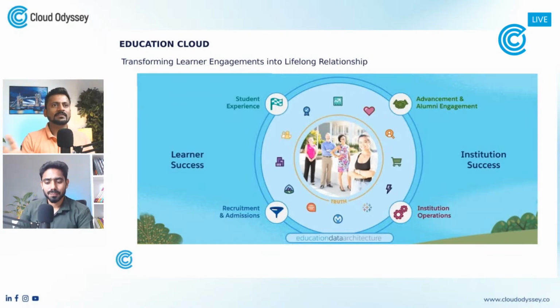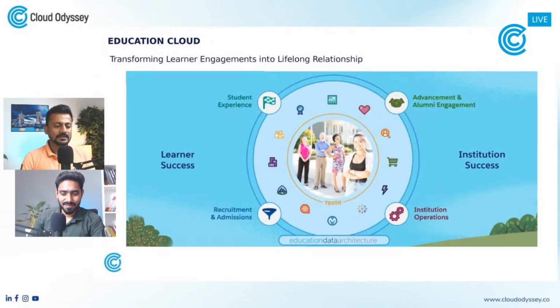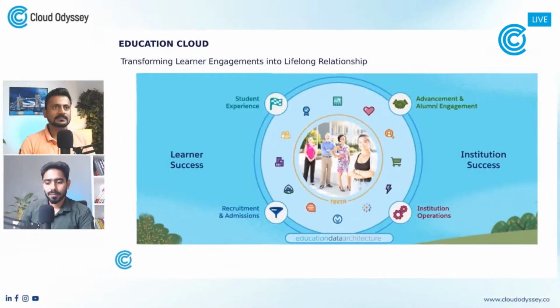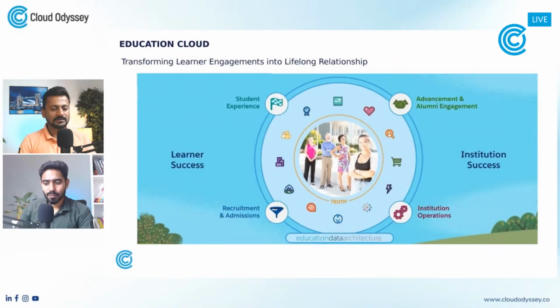Everything is so connected and shown on the portal, along with whatever information is shown on the portal. That is where learner success takes importance. At the same time, institution success. What does it mean?